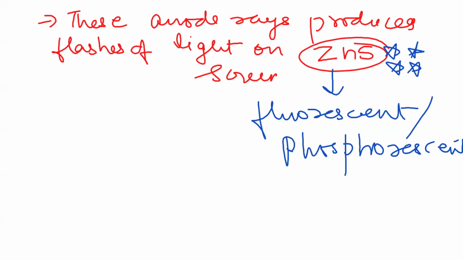Are you getting? Yeah, teacher, I'm getting. I wrote. So now you explain to me the properties of anode rays, the protons. Yeah, teacher. Please.